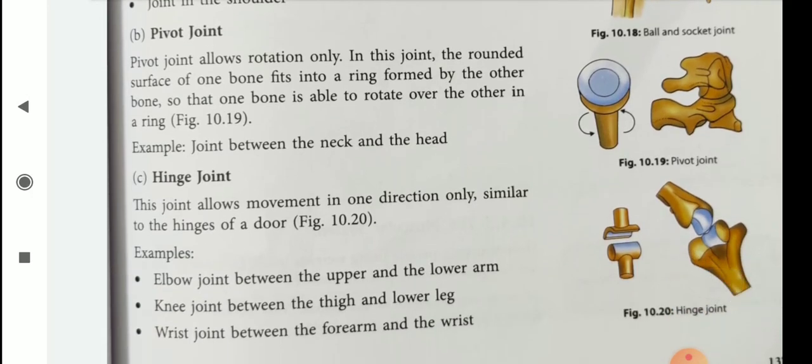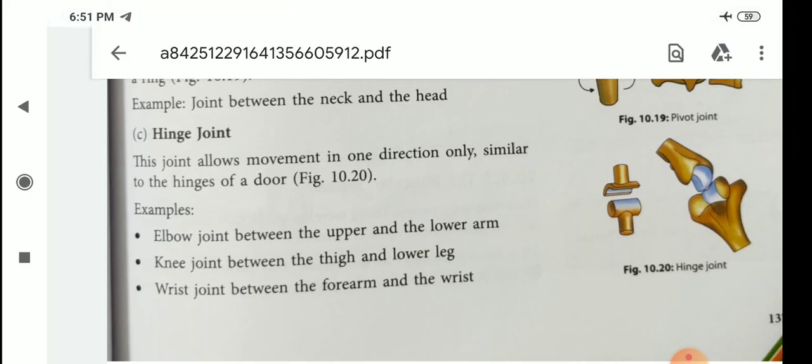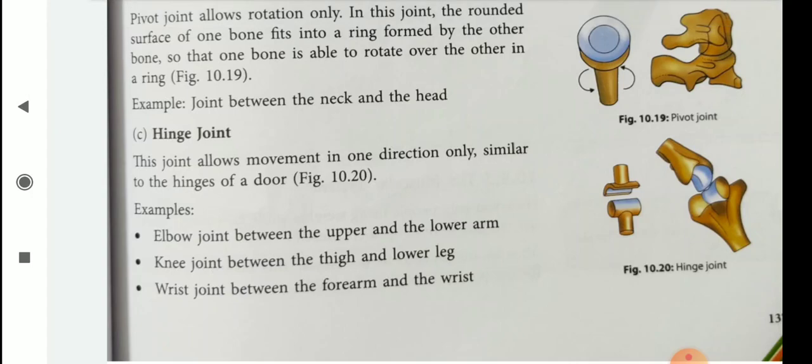Then hinge joint. This joint allows movement in one direction only, similar to the hinges of a door. For example, children, elbow joint between the upper and the lower arm, knee joint between the thigh and lower leg, wrist joint between the forearm and the wrist. So these are the examples of hinge joint.